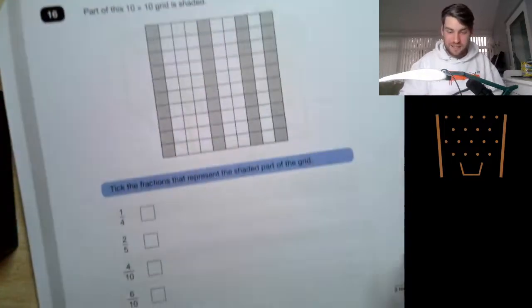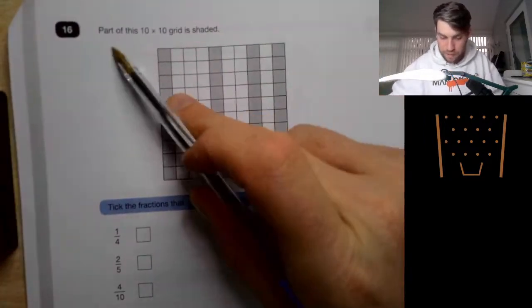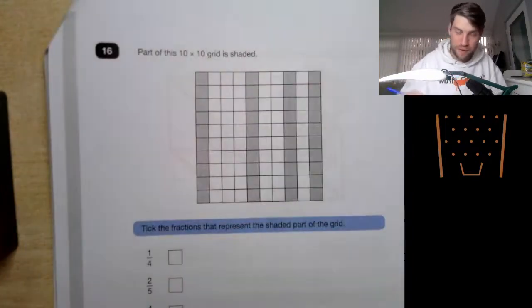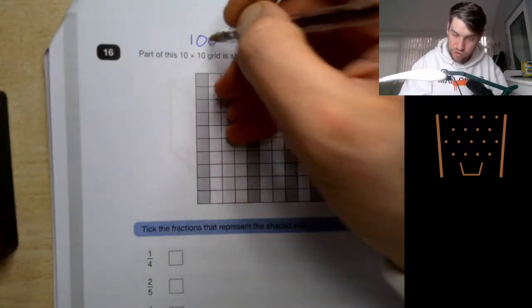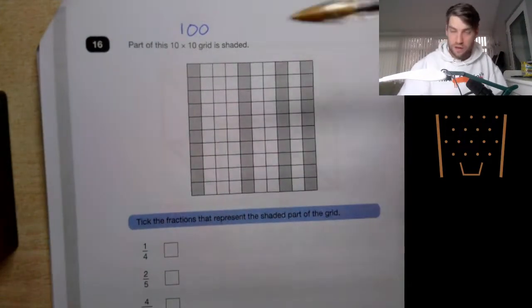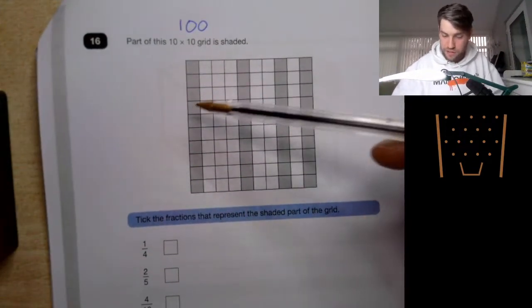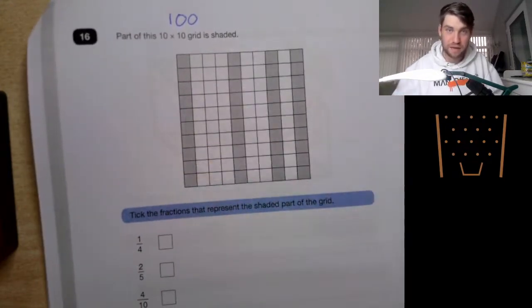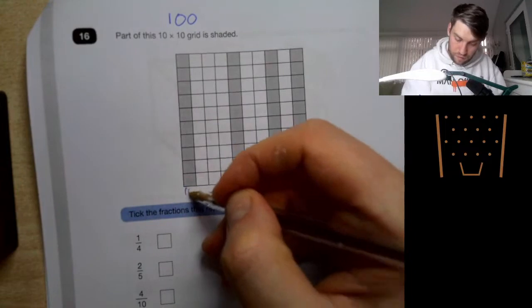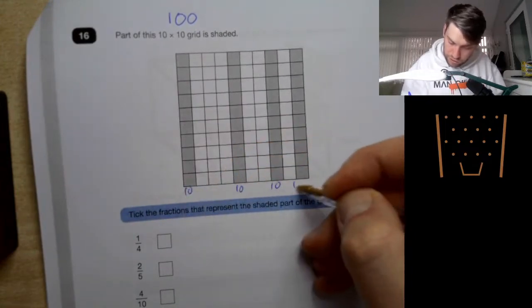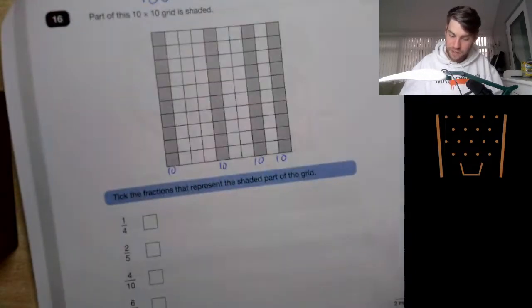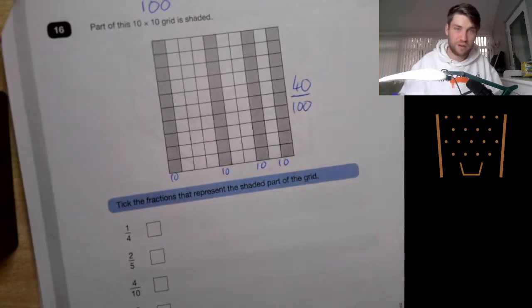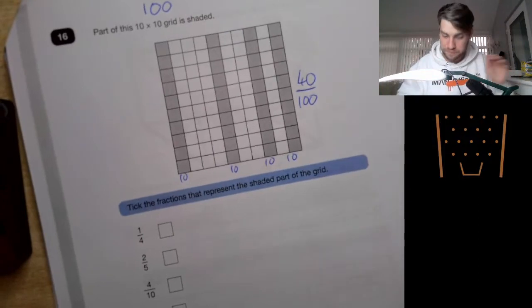Question 16. Part of this 10 by 10 grid is shaded. If it's 10 by 10, I know that's 100 squares. Yeah, 10 times 10. I just might need that information in a minute. Here I've got 4 columns shaded. Each column there is 10, just so we know. So to make it easier, 10, 10, 10, and now that is 40 over 100. I've not even looked at the question yet, but I can use that information to help me.